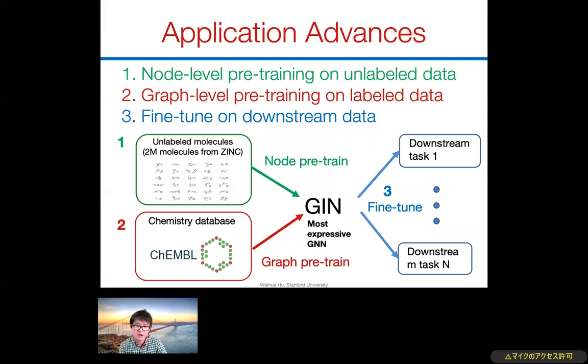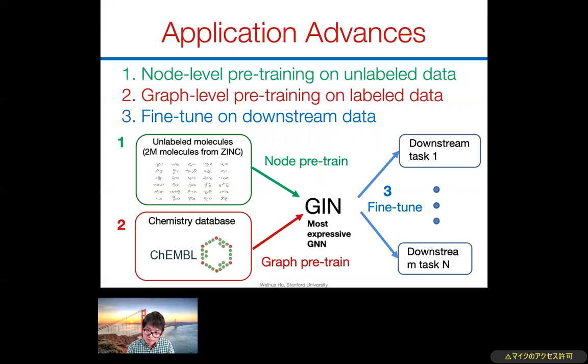Our overall pre-training strategy is shown here. At high level, our strategy consists of 3 steps. First, we perform node-level pre-training using unlabeled data. Second, we perform graph-level supervised pre-training on labeled data. Finally, we fine-tune the pre-trained GNNs on downstream tasks of interest.